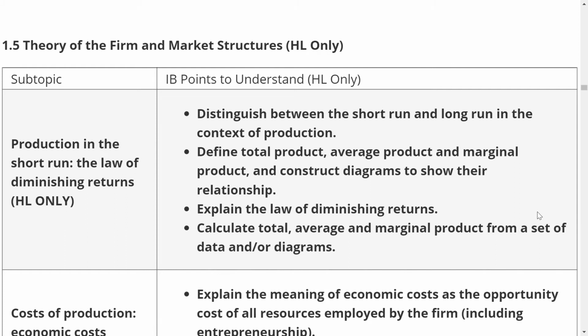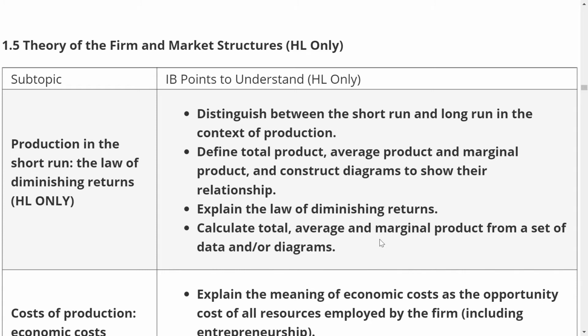So under theory of the firm, the first thing you have to be able to understand is the law of diminishing returns. Okay, distinguishing between short run and long run in the context of production, be able to distinguish between the total product, average product, and marginal product, and be able to construct diagrams which show the relationship and correlation between all of these different productions. Okay, and how the law of diminishing returns works.